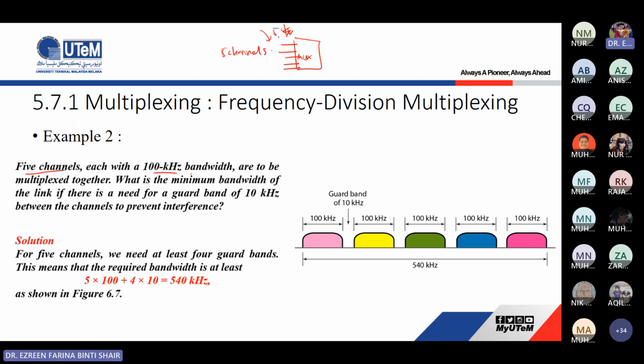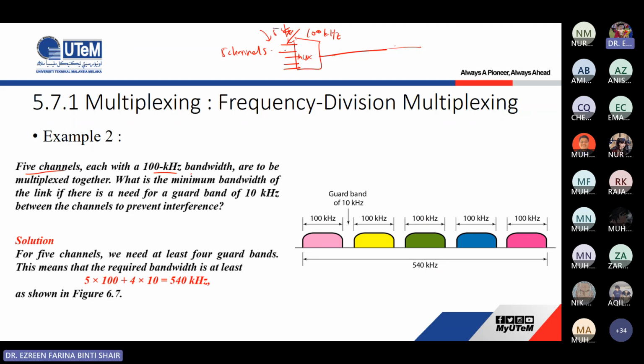Each channel has a bandwidth of 100 kilohertz. The question asks you to draw the output of the multiplexer. What is the minimum bandwidth of the link if there is a need for a guard band of 10 kilohertz between the channels to prevent interference? By right, you should draw the signal first, and then you can calculate the bandwidth.